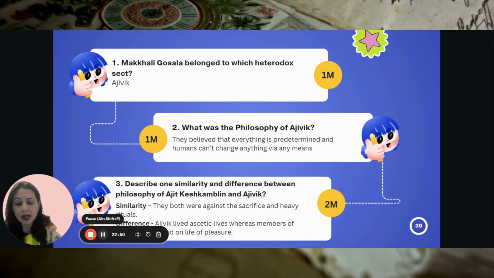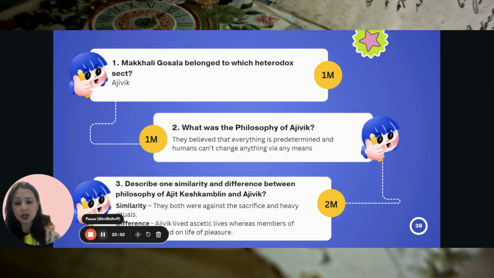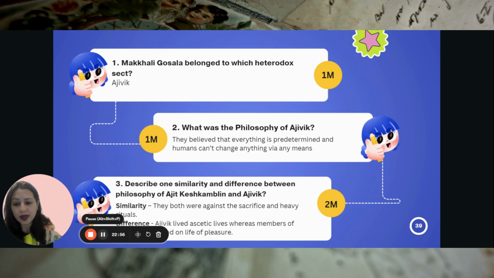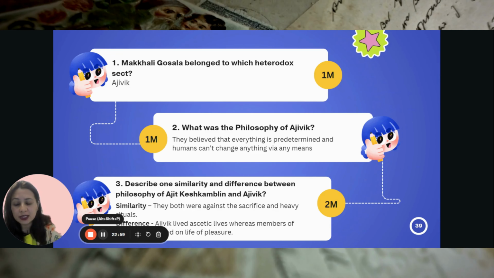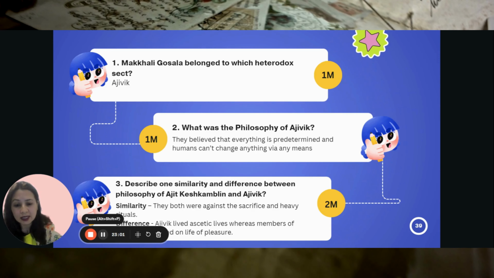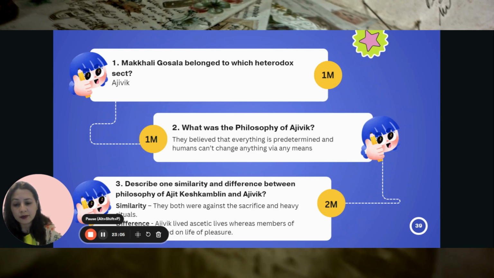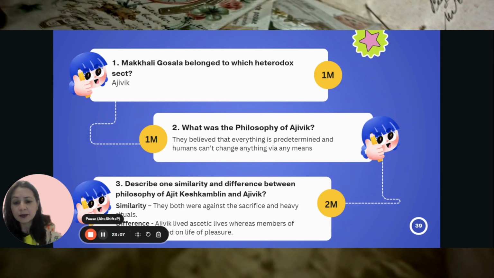Now, describe one similarity and one difference between Ajita Kesakambali and Ajivika. The similarity is that both were against sacrifice and heavy rituals. And the difference is that the Ajivikas lived an ascetic life, whereas the followers of Ajita Kesakambali lived a life of pleasure. So this is the main difference.